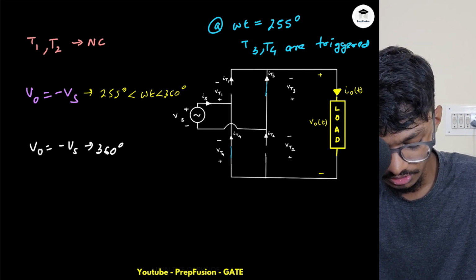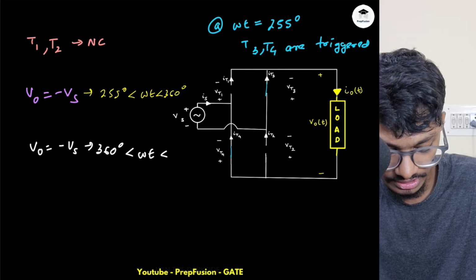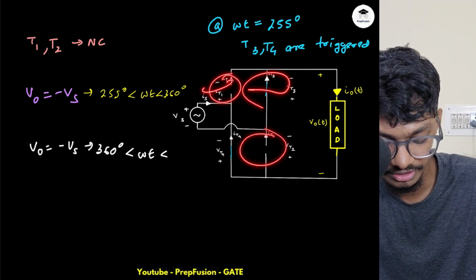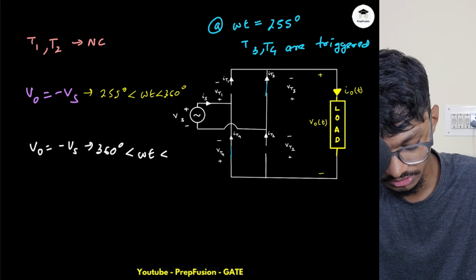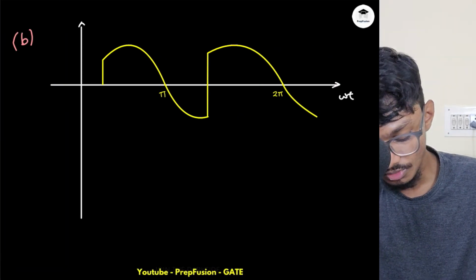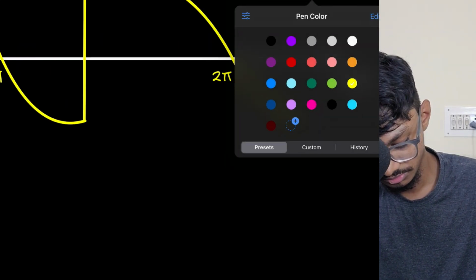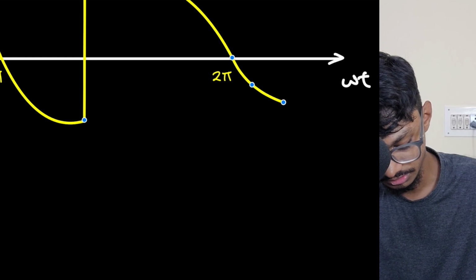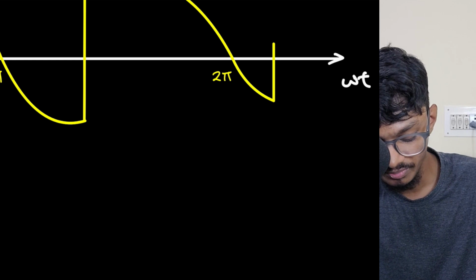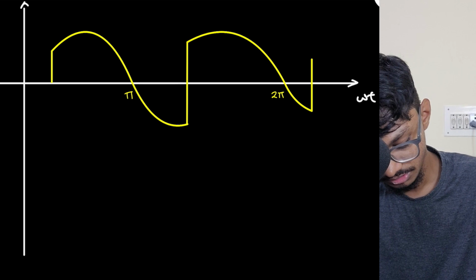Hence, within what range? From 360 to 360 plus 45, because after 45 degrees, I am again triggering my T1 and T2 on, and that will naturally commutate my T3 and T4. So this is 405 degrees. This will go on until 2 pi plus pi by 4, and after that VO will be plus VS. So it will be like this only, and then again it will increase.